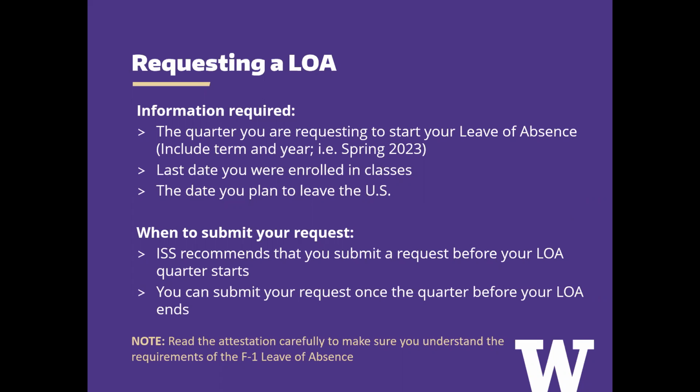In terms of when to submit your request, ISS recommends that you submit the request form before your planned LOA quarter begins. The earliest you can submit your request is once the quarter before your LOA ends. As an example, if you are planning on taking an LOA for winter quarter and autumn quarter ends on December 16th, the earliest you can submit your request is December 17th. If you submit your request too early, ISS will dismiss your request. As a reminder, please read the attestations carefully to make sure you fully understand the requirements of the F1 leave of absence.